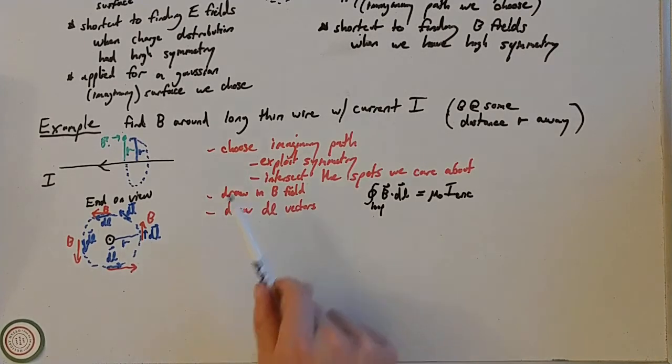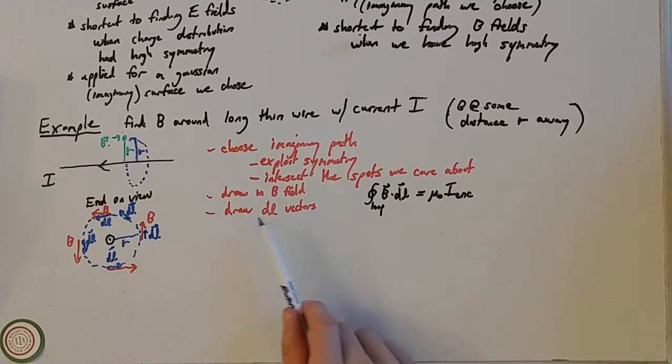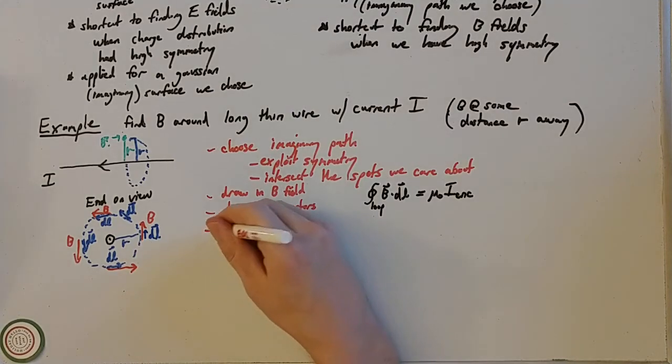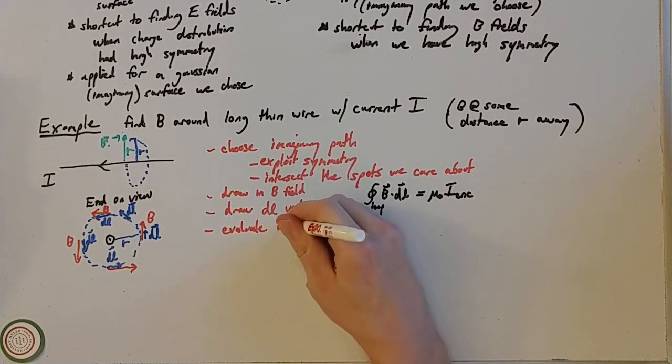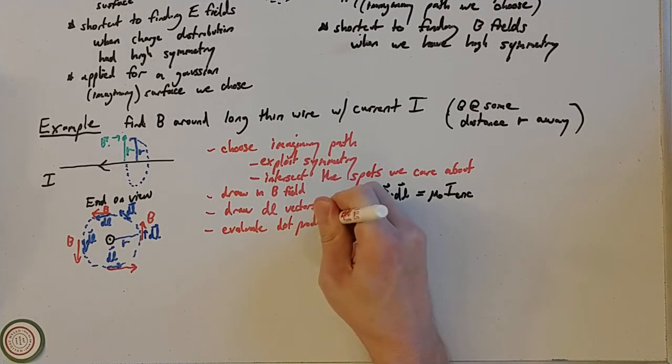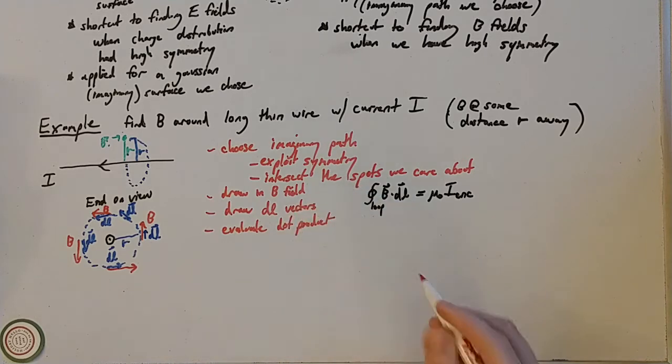So now that I've chosen my imaginary path, I've drawn in my B fields, and I've drawn in my dl vectors, now I can write down Ampere's law and evaluate. So my next step here is evaluate. First we need to evaluate the dot product, because no one likes dot products. You want to get rid of those dot products. So how do we evaluate a dot product?